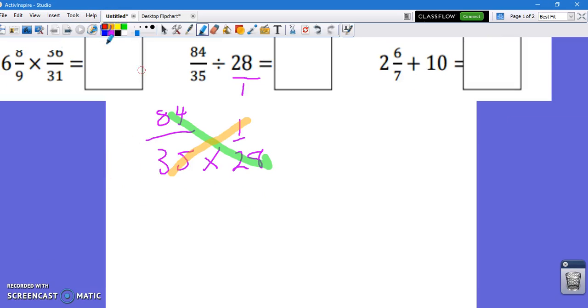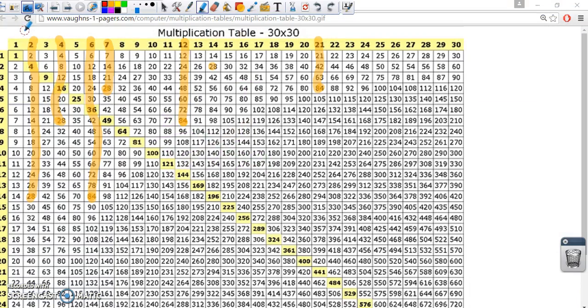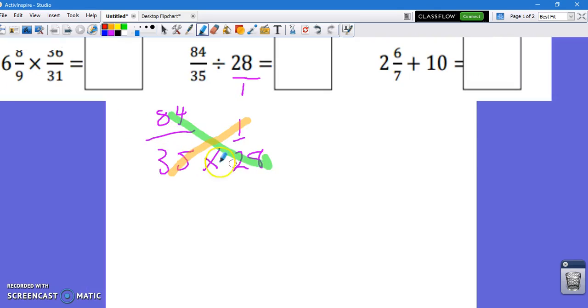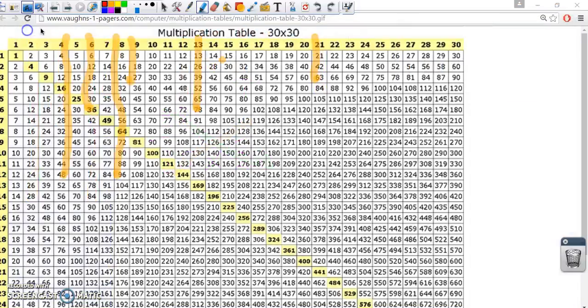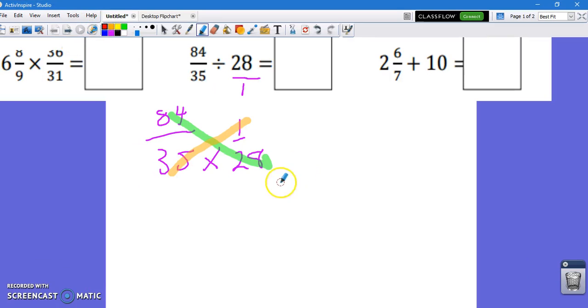I have 1 and 3. Let's look again, see which one's going to be it. Remember, 28 and 84. 28 is going to turn into 2. 84 is going to turn into 6.